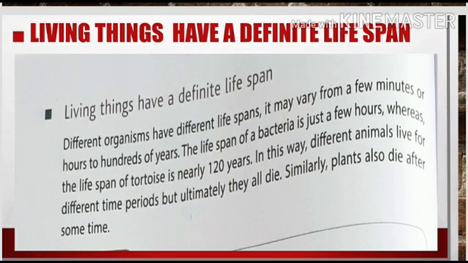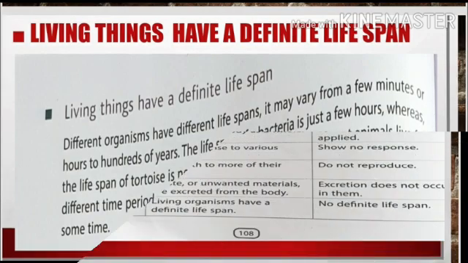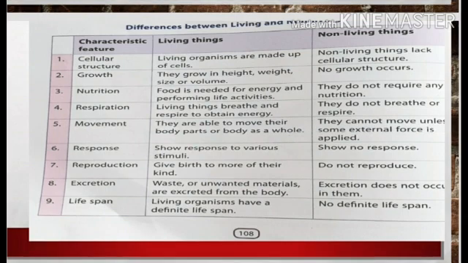This is all about the characteristics of living things, all the 9 characteristics of living things, and here a very good tabulated form of differentiation of these properties in living and non-living things is given. Characteristic feature, first one, cellular structure. Living things or living organisms are made up of cells. Non-living things lack cellular structure.